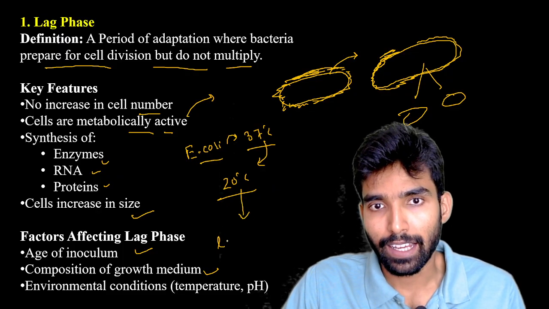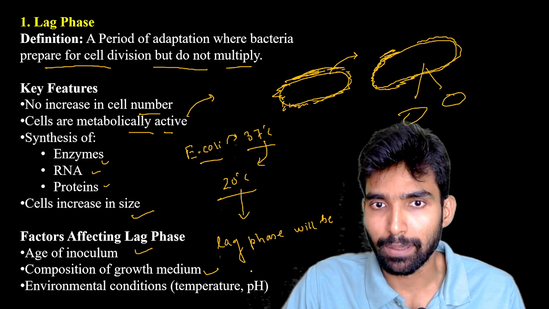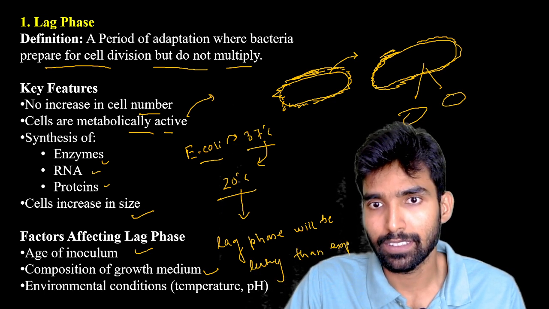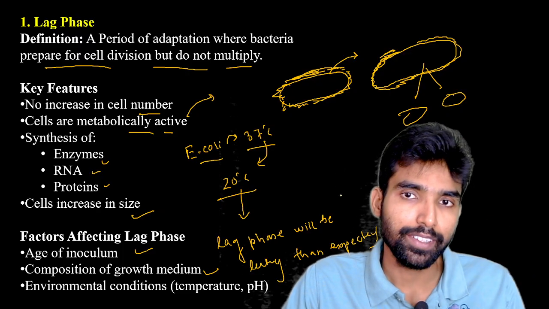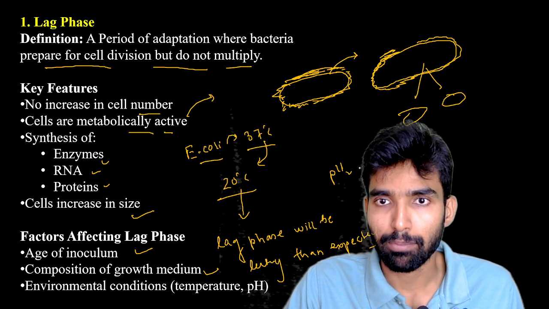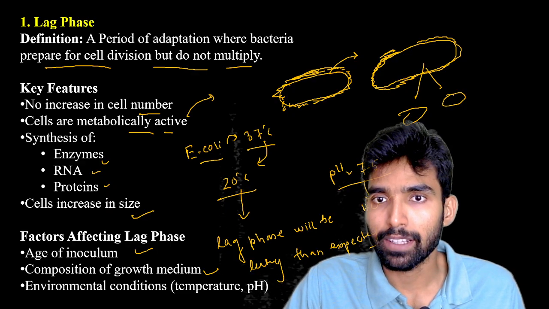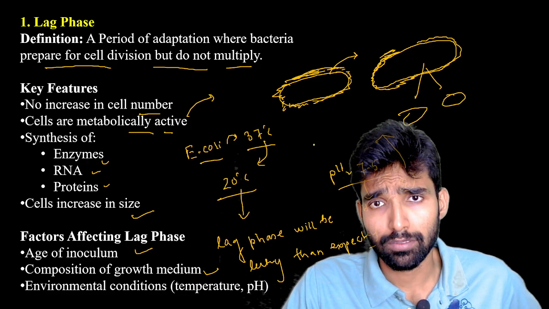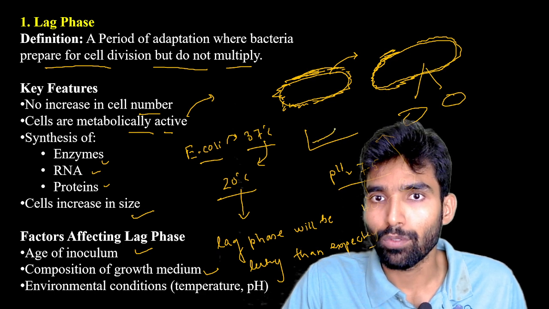That means here the lag phase will be lengthier than expected, right? And let's say some bacteria grow well at pH approximately 7.5. Suddenly you add some HCl, then make the pH 2. What will happen? Again the bacteria, of course they will not die suddenly, but their lag phase will be for a very long time.